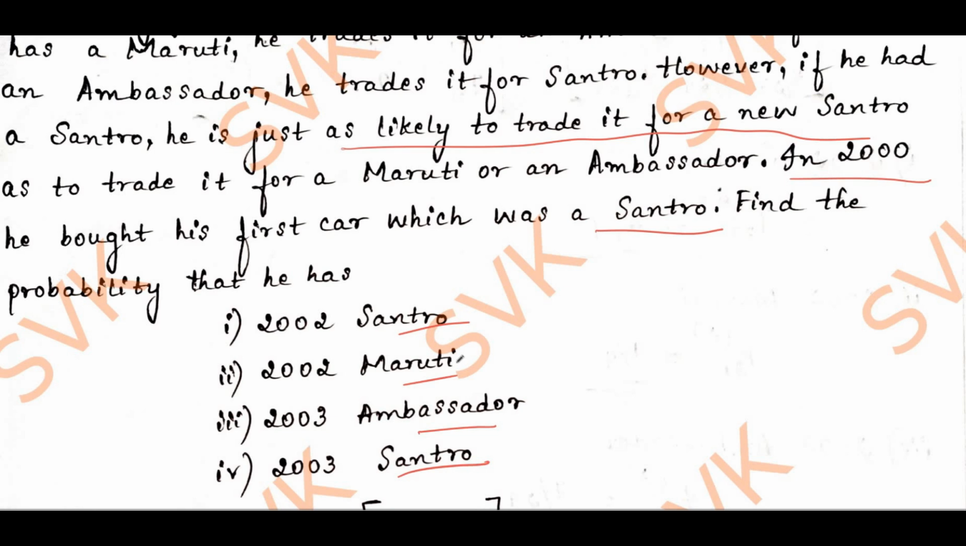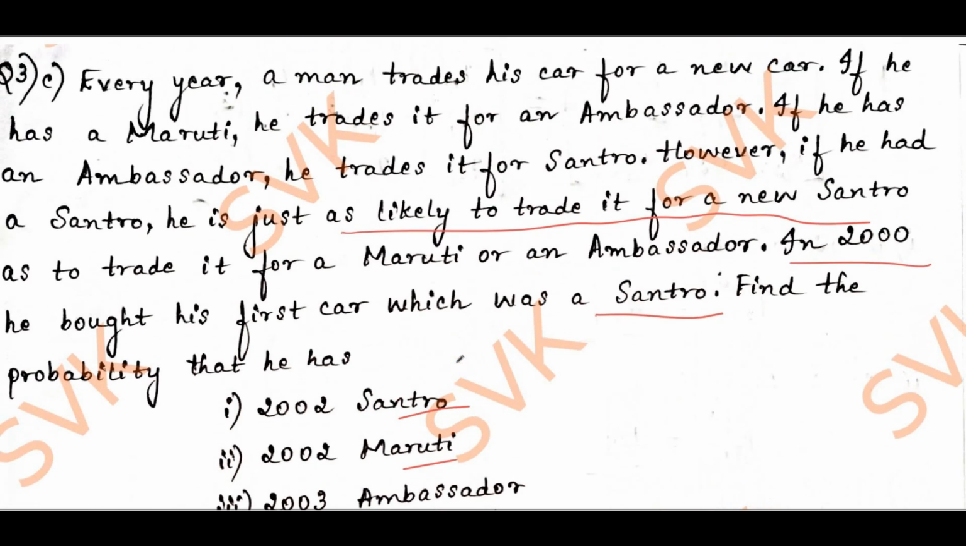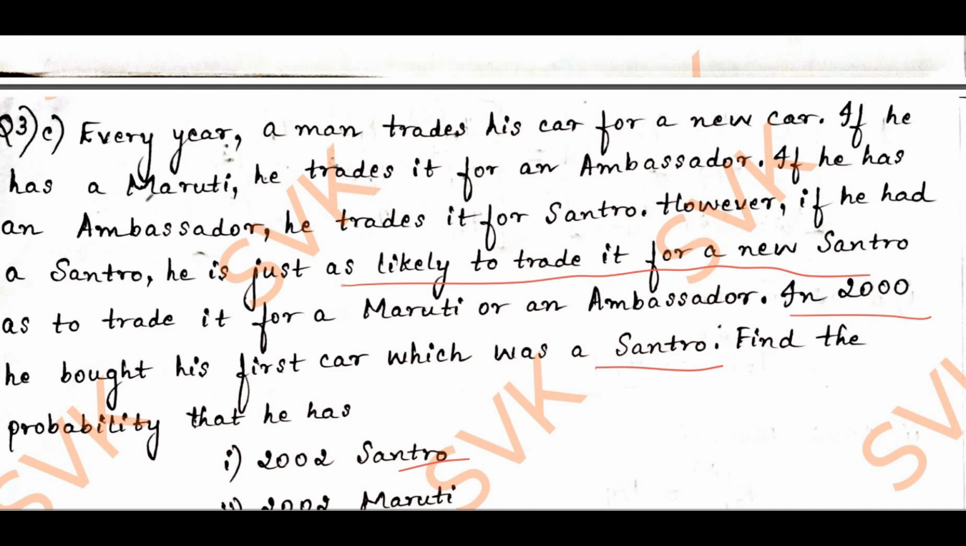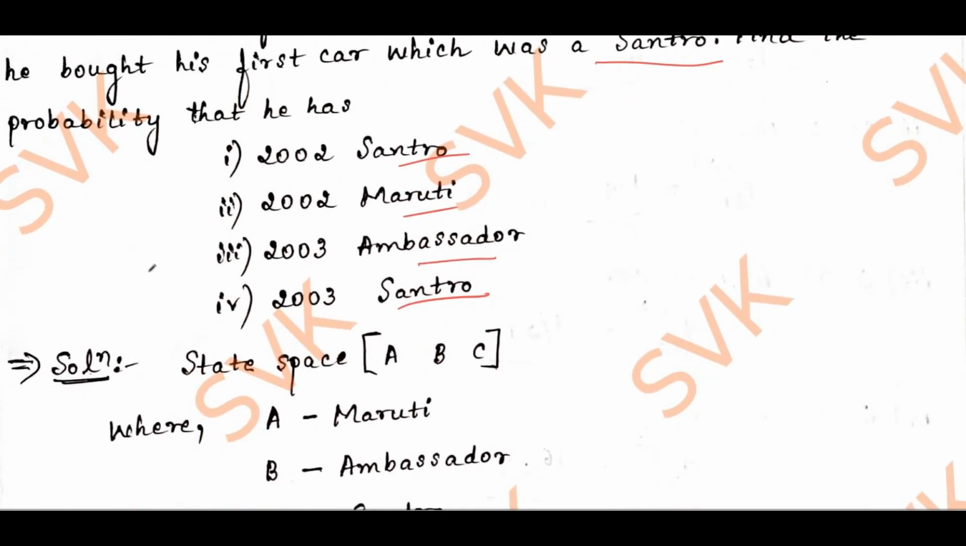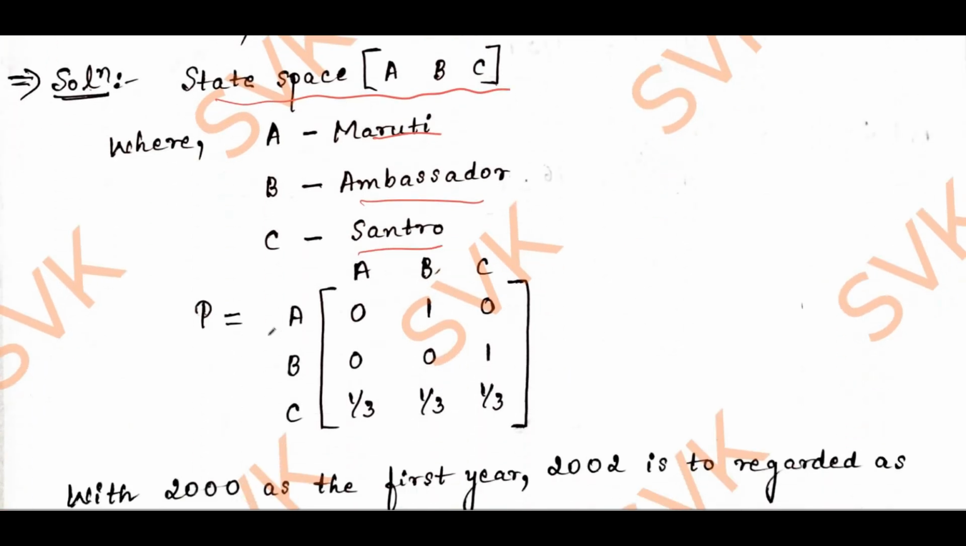First we will define the state space of the given problem. The problem is about trading cars of which varieties: Maruti, Ambassador, Santro. For that I am considering A, B, C. This is the state space I have defined: A stands for Maruti, B stands for Ambassador, C stands for Santro. Now I need to define the transition probability matrix.